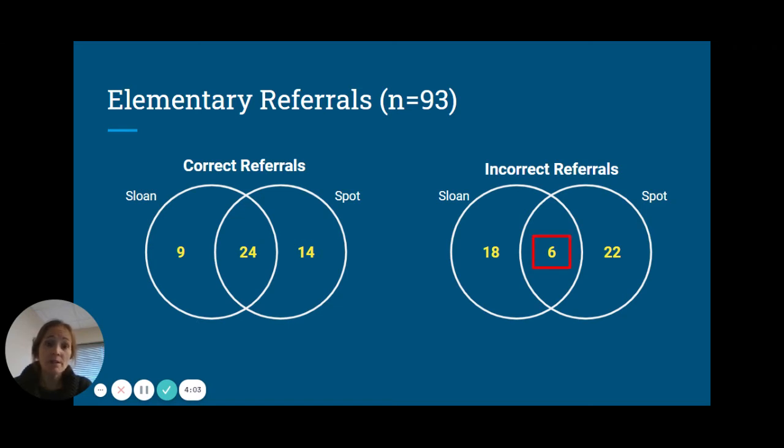6 failed both the Spot and Sloan and did not need a correction. 18 failed the Sloan, passed the Spot, and did not need a correction. And 22 failed the Spot, passed the Sloan, and did not need a correction.